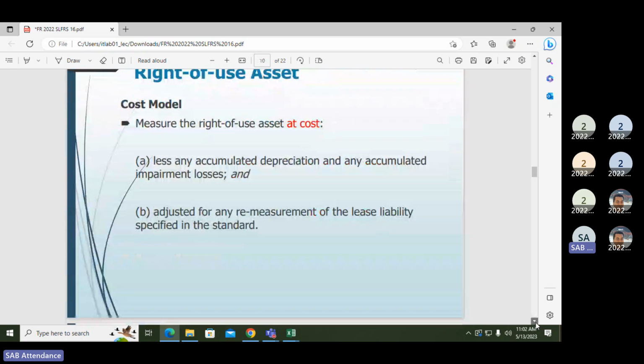This is a finance lease, same as a sale. Then the underlying asset is of such a specialized nature that only the lessee can use it without major modification. So that means it is a very specific type of asset, and the lessor has no use of keeping the risk and rewards.